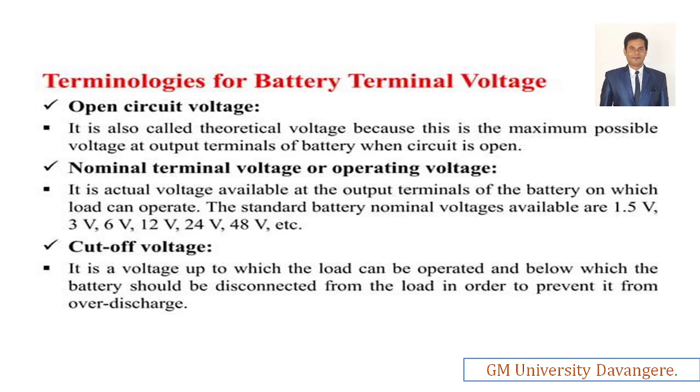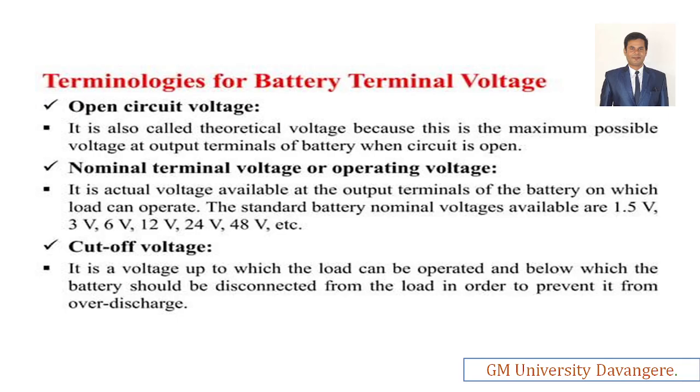Right, next when you talk about the cutoff voltage, it is the voltage up to which the load can operate and below which the battery should be disconnected from the load, in order to prevent overdischarge. Right. So cutoff voltage is a threshold voltage at which the load can be operated for the specific voltages. Below that, for example, if the rated nominal voltage is 3 volts and it falls below that threshold voltage, the battery should be disconnected from the actual loads.